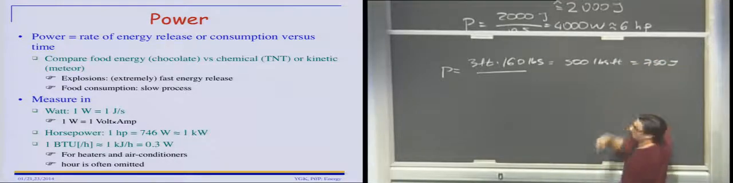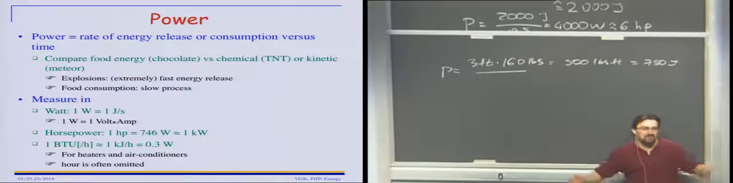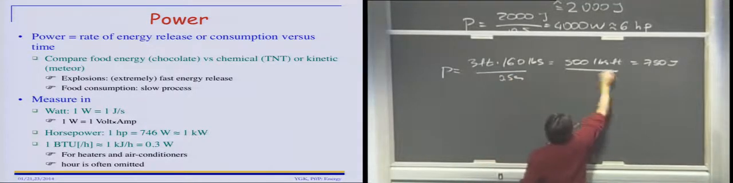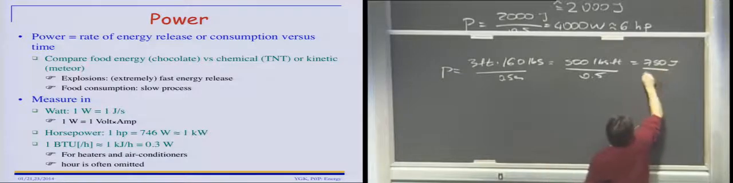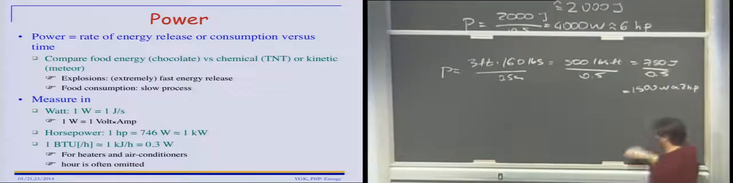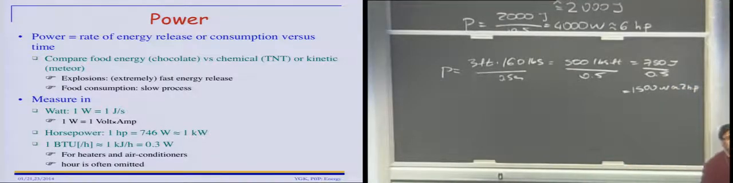750 joules. And how quickly do I jump? I call it half a second too. So 1,500 watts, which is roughly 2 horsepower. So I'm as good as 2 horses. You guys are as good as 6 to 8 horses. Human peak power production can be very significant.